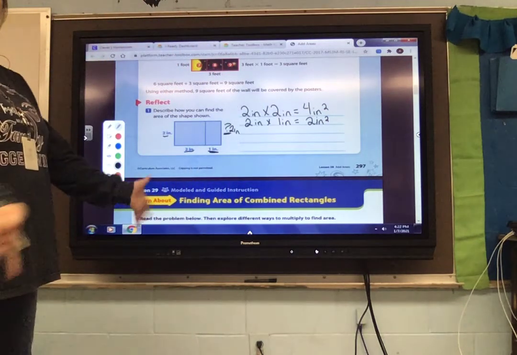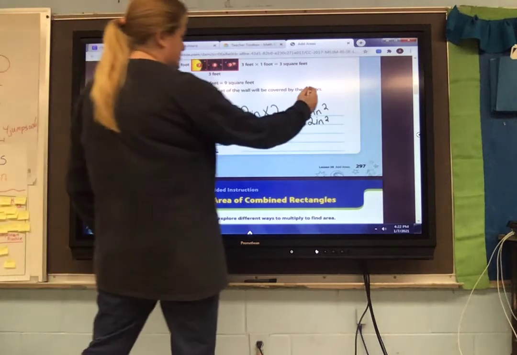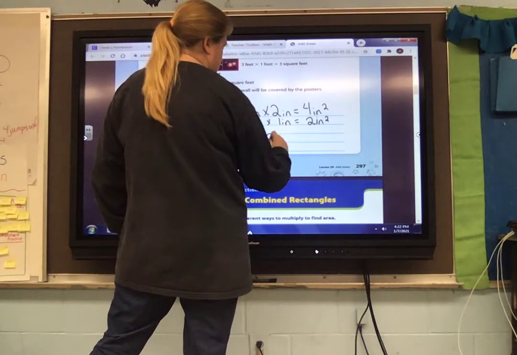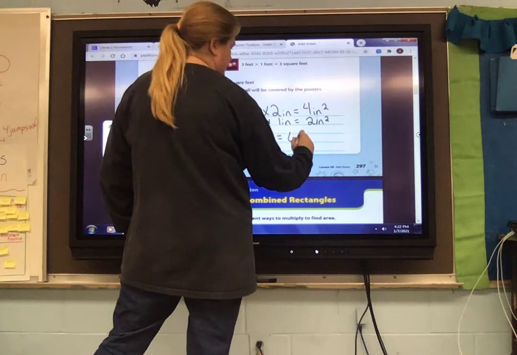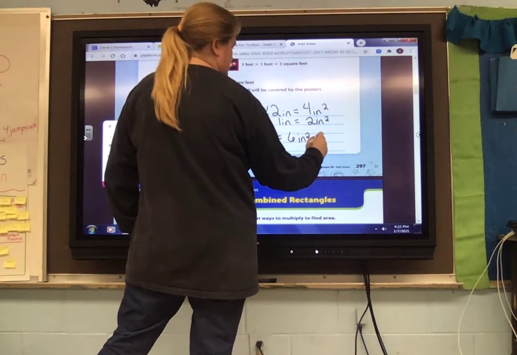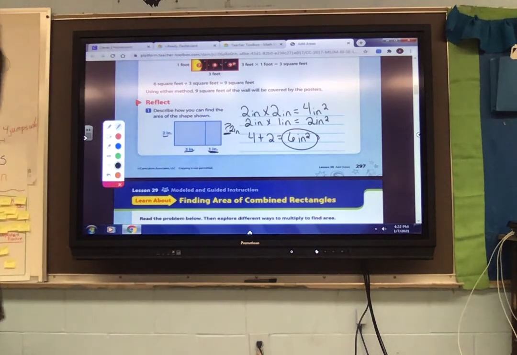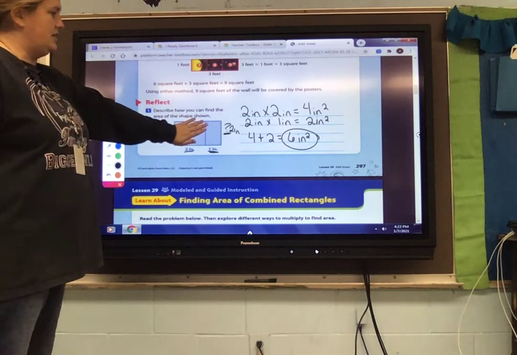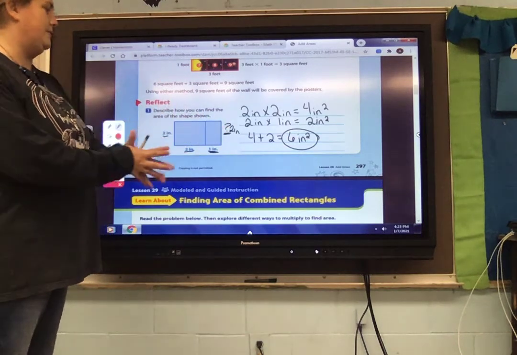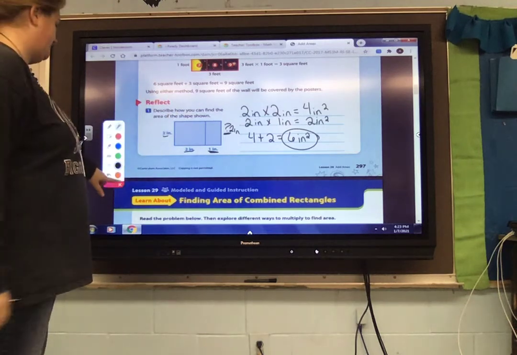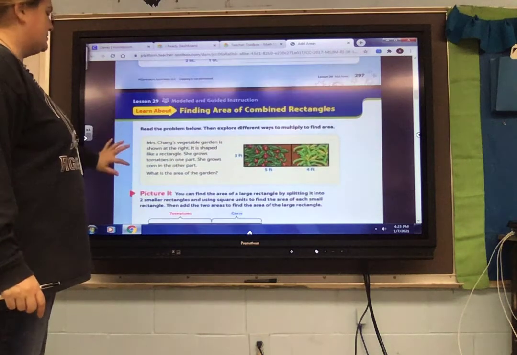And then how are we going to find our total area? We're going to need to add 4 plus the 2 gives us a total of 6 inches squared. And I'm going to circle that. So our total area is going to be 6 squared inches. This one was 4 inches and this one is 2. So we've got to put them together to have a total for the whole thing. All right, let's move on.